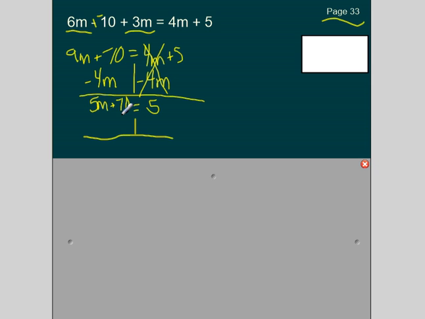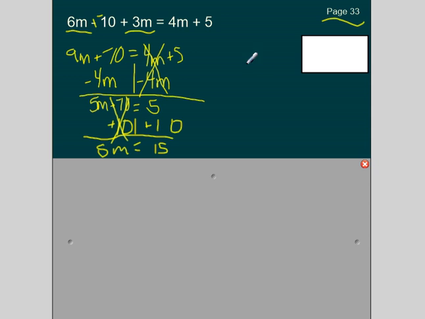So how am I going to cancel out this plus negative 10? Well, if I think about what cancels negative 10, it's got to be positive 10. So those will cancel, and I'm going to add 10 over here. And that's going to leave me with 5m on the left-hand side. And then 5 plus 10 gives me 15 on the right-hand side.